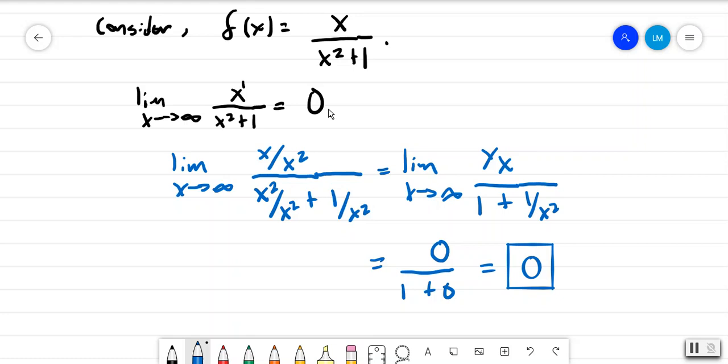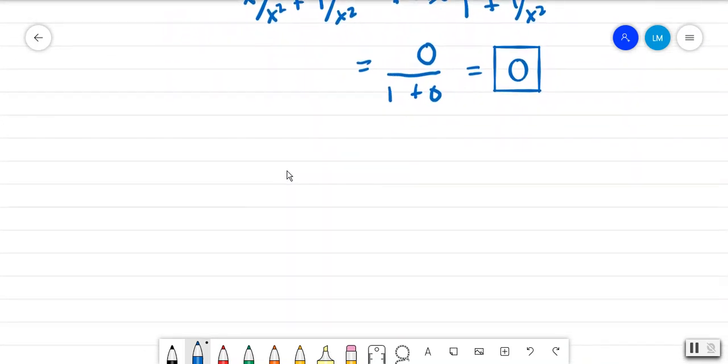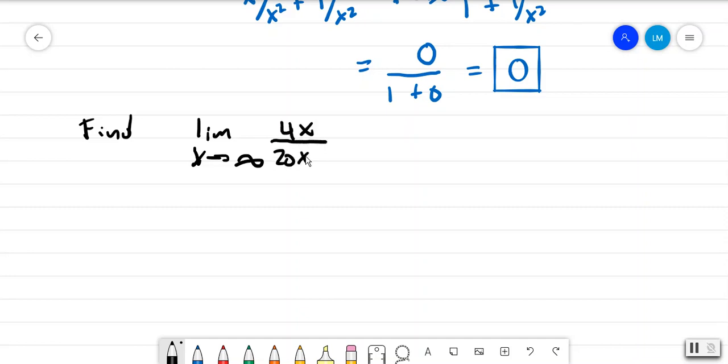Now, in this sense, this means that we can actually apply finding limits of anything, for instance polynomials, basically, or rational functions. So let's say that we want to find the limit as x approaches infinity for 4x divided by 20x plus 5. Basically, the way that I'm going to do this is I'm going to look at it like that, where it goes to infinity. I have 4x divided by 20x plus 5.